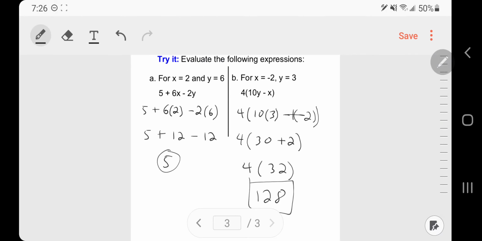Okay, so again, when you're evaluating expressions for those values, you're substituting your values in for your variables and evaluating the expression.